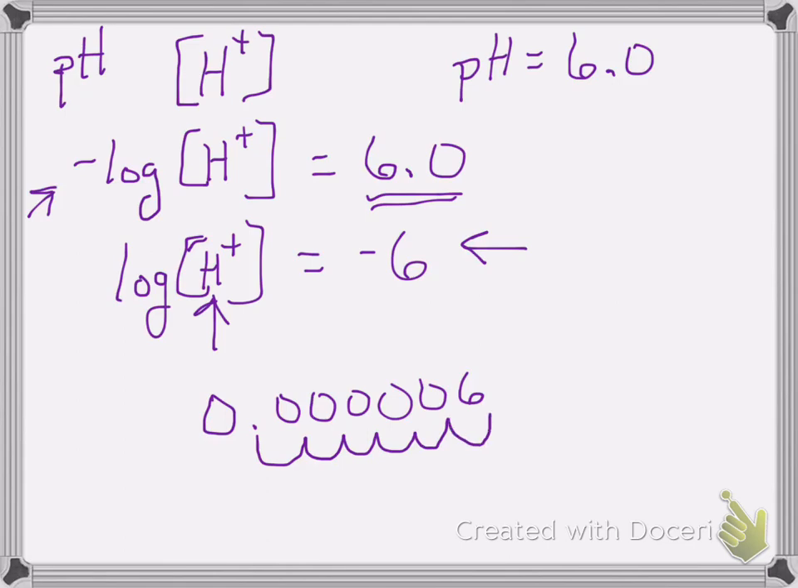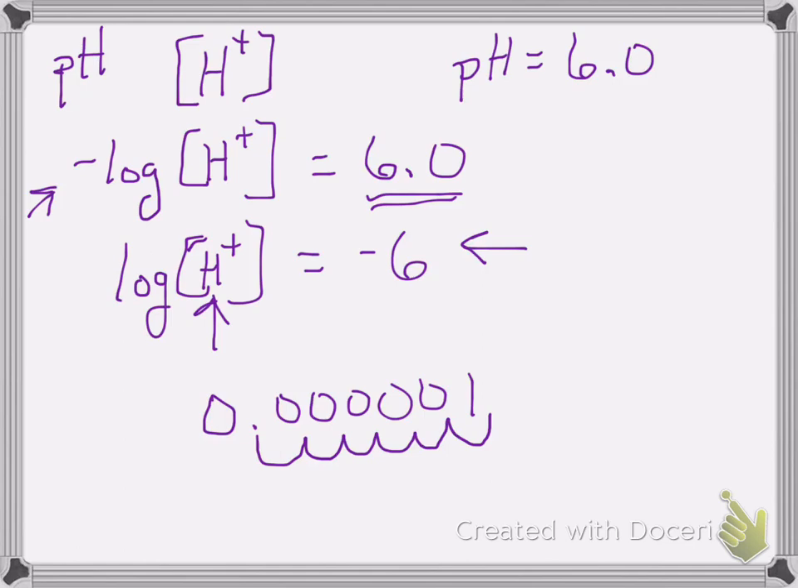Oh, I'm sorry, that's not 6, that's a 1. It's 6 decimal places, not the number 6. Just to check myself, I moved the decimal point over 6 spots, and sure enough, I got 1.